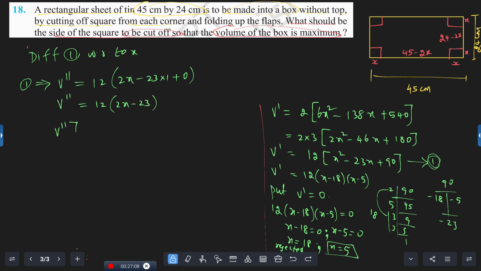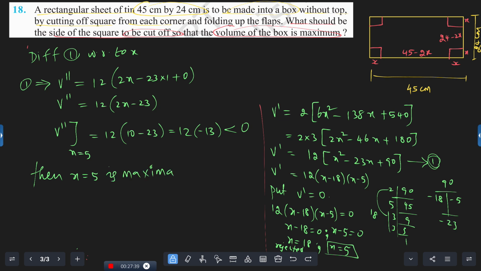Now v double dash at x equal to 5, when you substitute, 12 into 2 into 5, 10 minus 23, which is equal to 12 into minus 13, which is less than 0. Double derivative less than 0, what can we say? Maxima. So x equal to 5 is maxima. What is the meaning? Therefore volume is maximum.